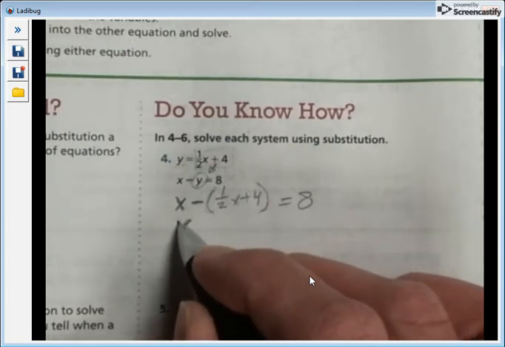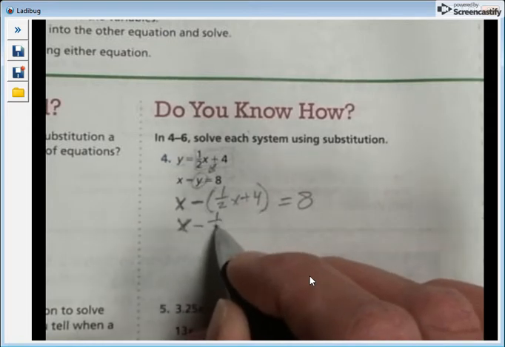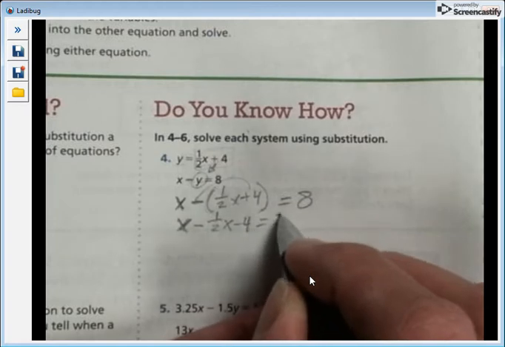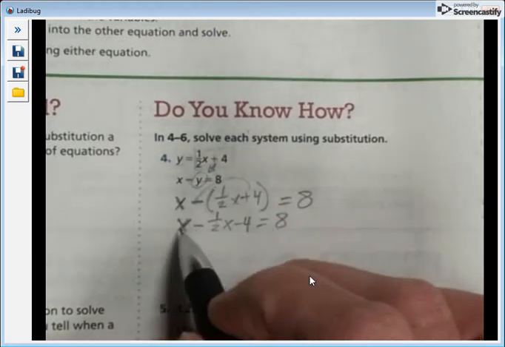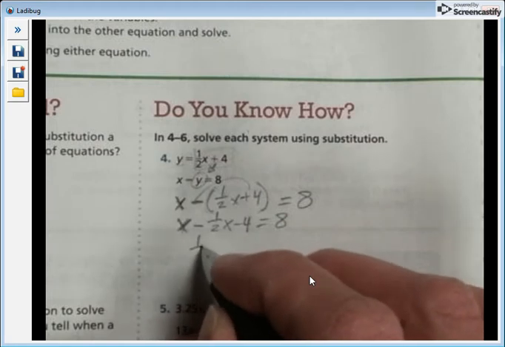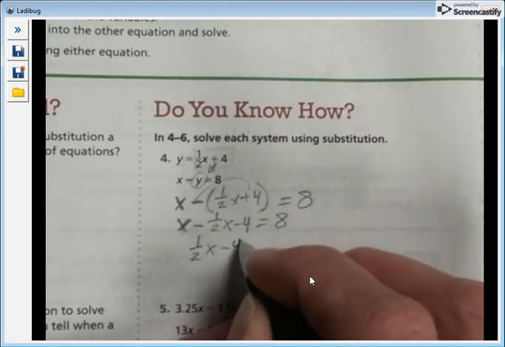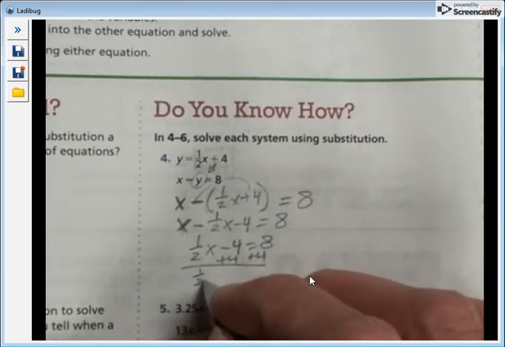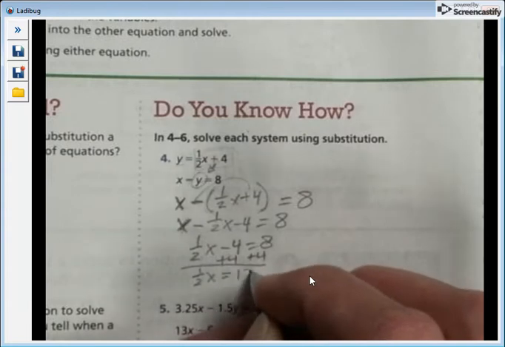So this is going to become x minus 1 half x minus 4 equals 8. And now I have x, or 1x minus a half of x, which is going to leave me with half of an x minus 4 equals 8. Add the 4 on both sides. So 1 half x equals 12.